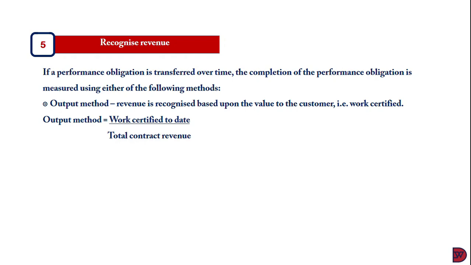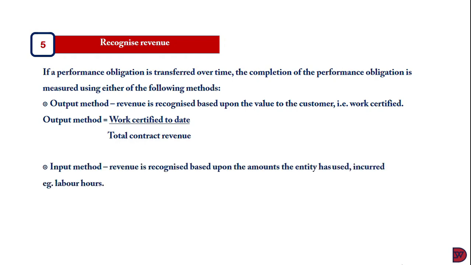So the formula will be work certified to date divided by the total contract revenue. Or the input method. So here revenue is based upon the amount the entity has used or incurred. Example, labor hours. So the input method will be cost to date divided by total estimated costs.